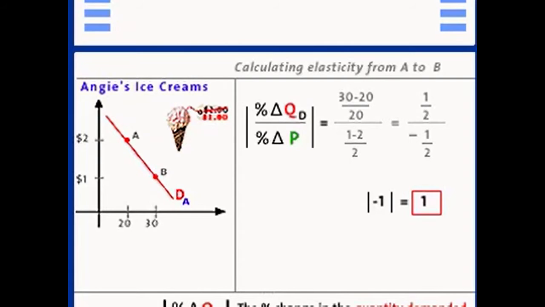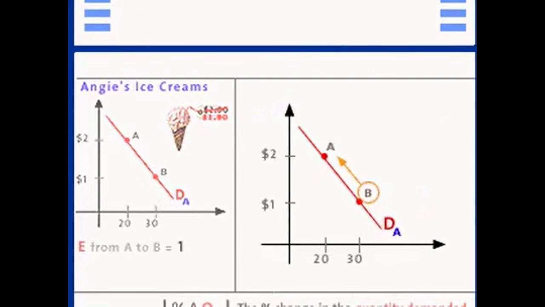Now, go from point B back to point A. That is, calculate the elasticity of demand as we move from a price of $1 up to a price of $2, and the quantity falls from 30 to 20. Only this time, use point B as the base point for your percentage calculations. That is, use $1 as your base price and use 30 cones as your base quantity. See what you get.